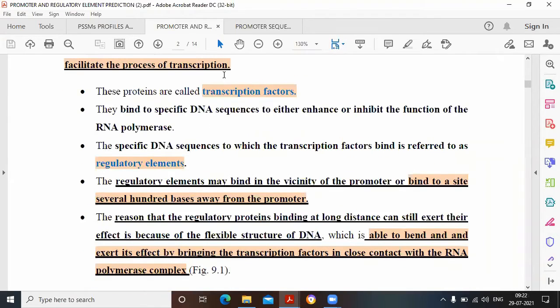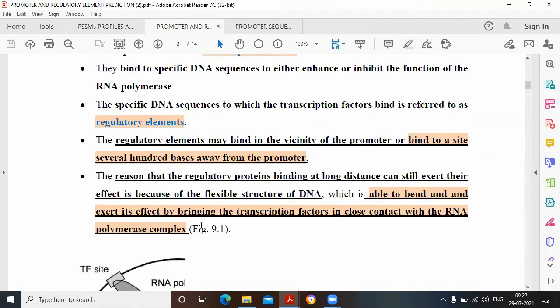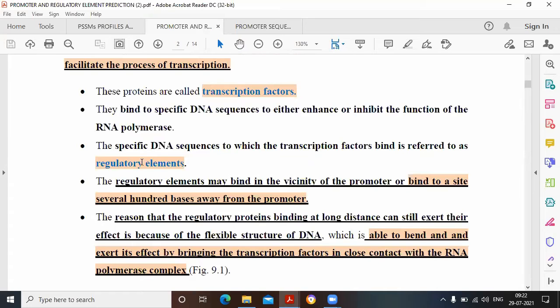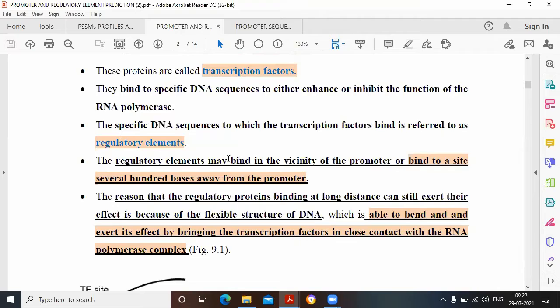These transcriptional factors can also bind to specific upstream regions from the promoter, and once they bind there, they control the promoter sequence activity and the RNA polymerase activity too. The place where the transcriptional factors bind is called the regulatory element site, and this site also has a lot of influence in controlling the transcriptional activity as well as the promoter activity.